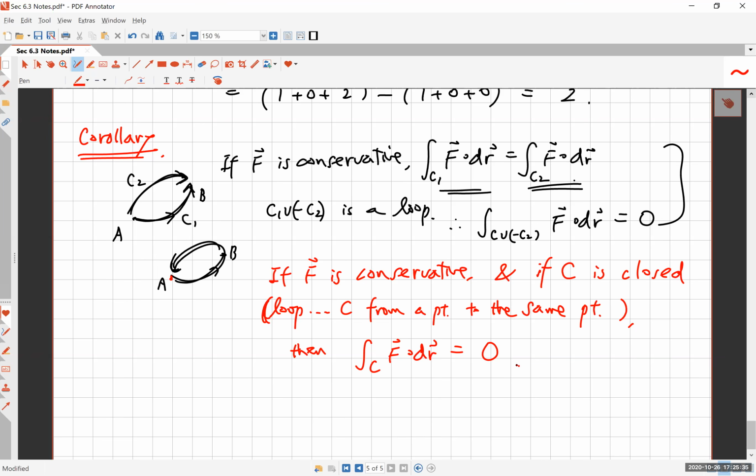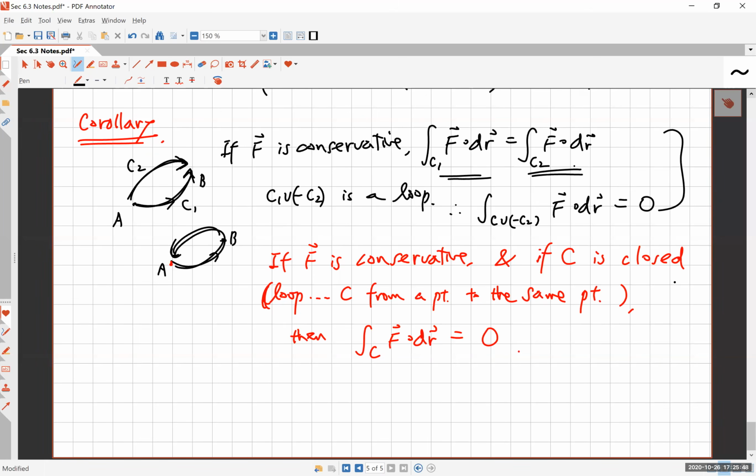And by the way, this is why capital F is called conservative, because the energy is conserved as you go around. It's as if nothing happened, right? The total displacement is 0. So that is an important segment here.